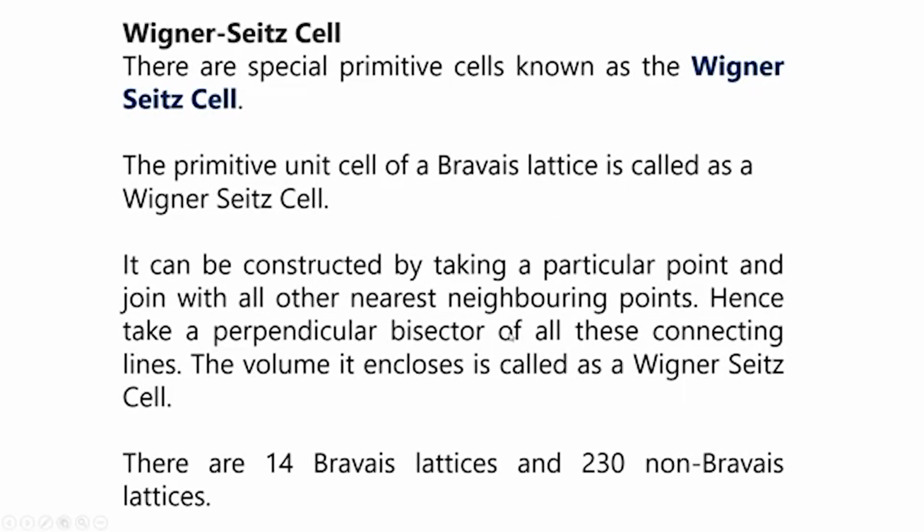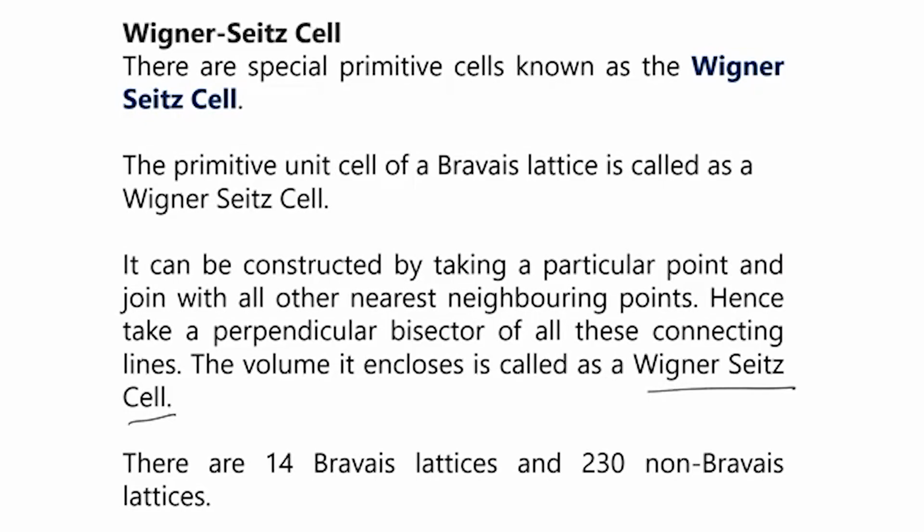Okay. So, let us talk about a Wigner-Seitz cell. These are special primitive cells, and the primitive unit cell of a Bravais lattice is called a Wigner-Seitz cell. And how can it be constructed? It can be constructed by taking a particular point and joining it with all other nearest neighboring points, and then you take a perpendicular bisector of all these connecting lines, and the volume it encloses is called a Wigner-Seitz cell. Okay. So, that is the definition of the Wigner-Seitz cell.